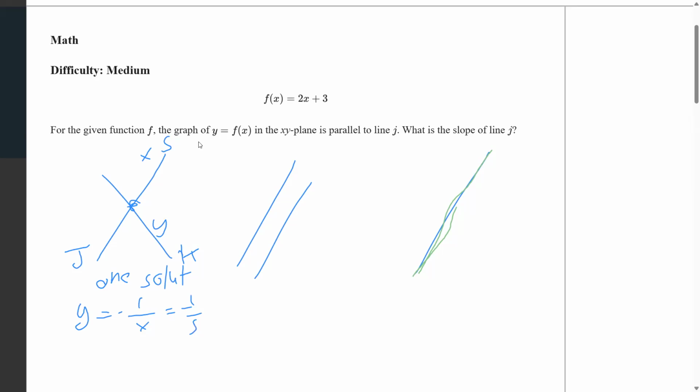The second case, when they are parallel, they will not have any solution. They have the same slope, different y-intercept. In the last case, when they are on each other, they will have many solutions, infinitely many solutions.